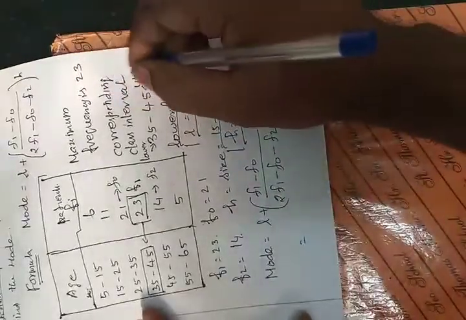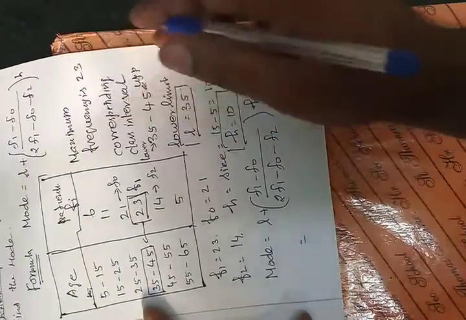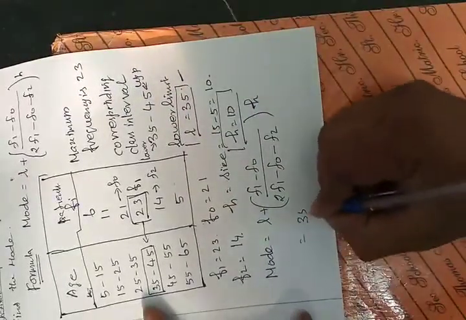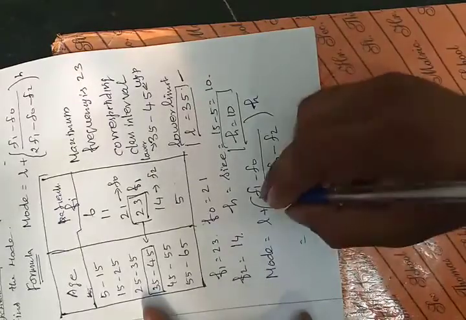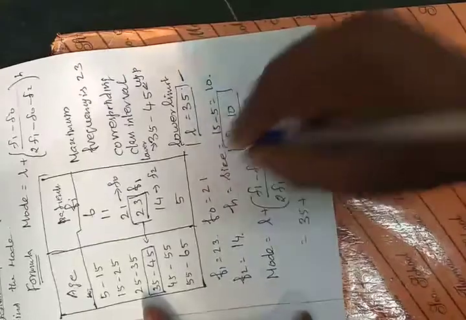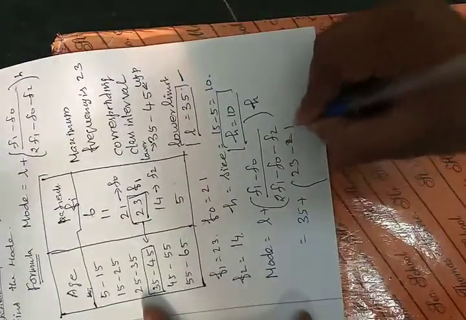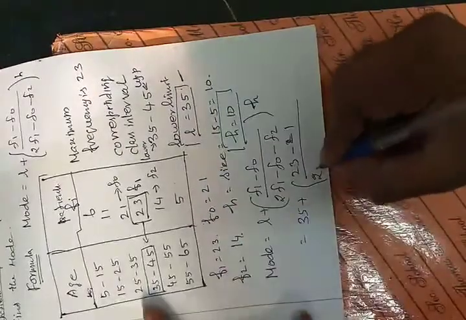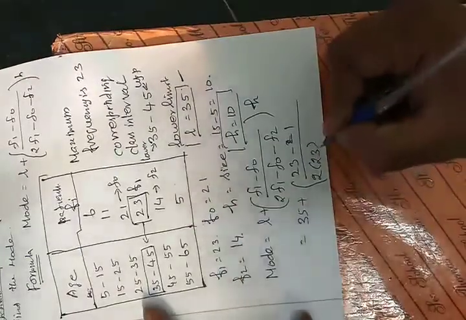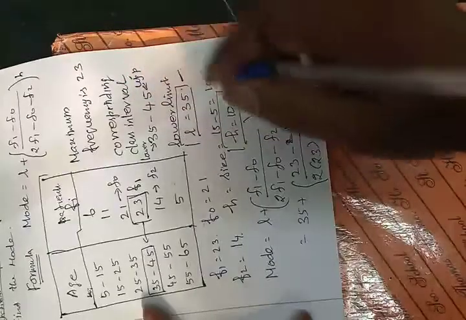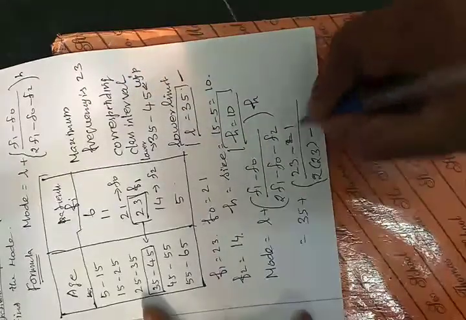L is equal to, here already written. So L is equal to how much? L is equal to 35. So you write 35, then put the plus symbol. F1 is equal to how much? F1 is equal to 23. Then the f naught value is 21. Then divided by 2 into f1 value, which is 2 into 23, so we can write 2 into 23.